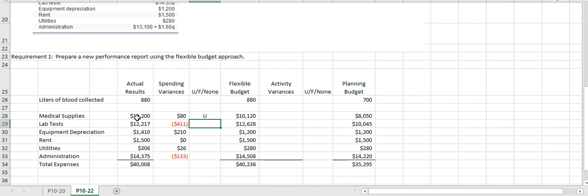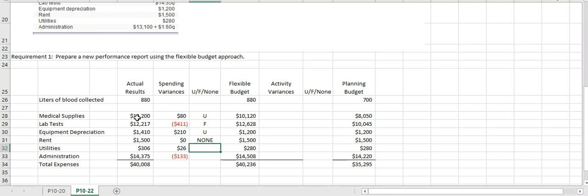Lab test was exactly the opposite. We came in with about $12,200, and we budgeted $12,600. So we actually came in below budget. And for an expense, that is a favorable thing. Equipment depreciation is a fixed cost, so we should have expected that to be the same with no change, but for whatever reason, we actually spent $210 more than what we had budgeted, so that is unfavorable. Rent is none, because there was no variance.